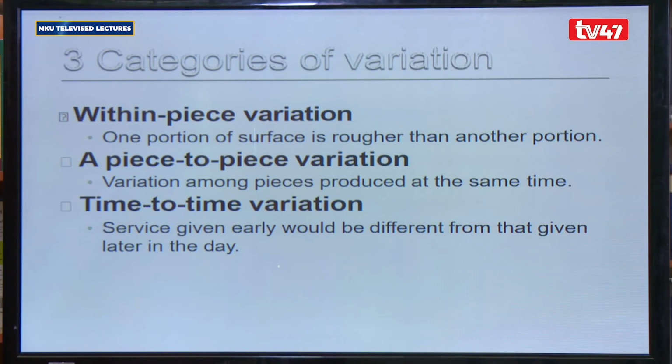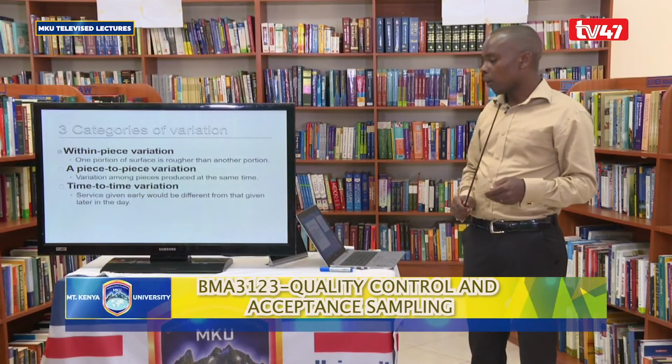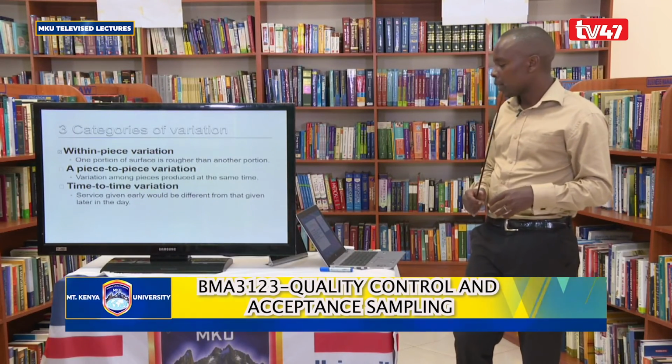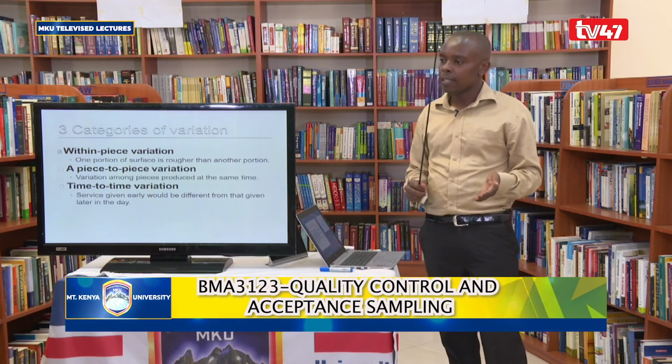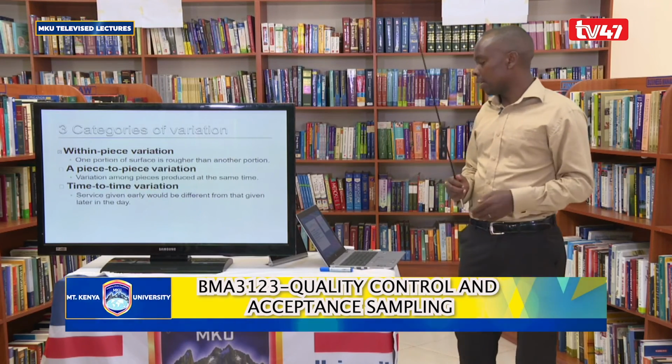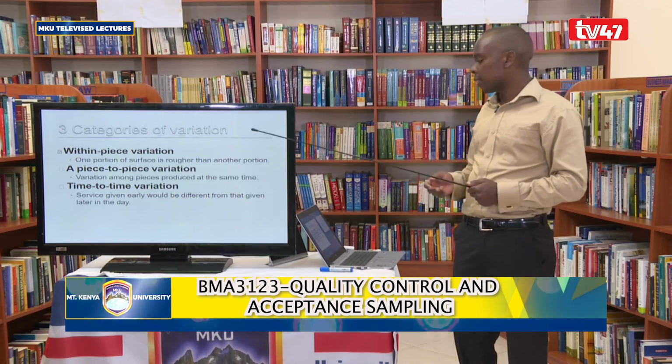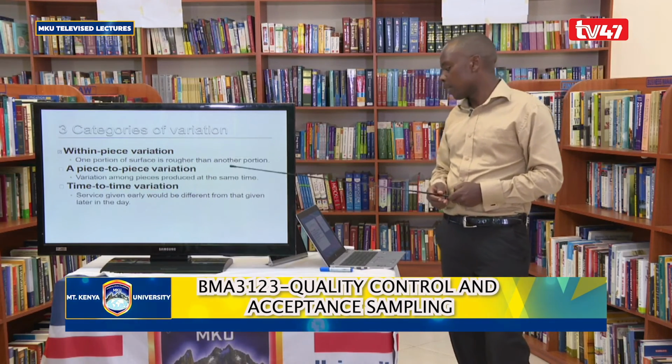S charts. So we have three categories of variation, and there is one we refer to as within-piece variation, where one portion of a surface is rougher than another portion. So this pertains to a product, whereby one part of the surface is not as required and varies from the other, which is smooth.